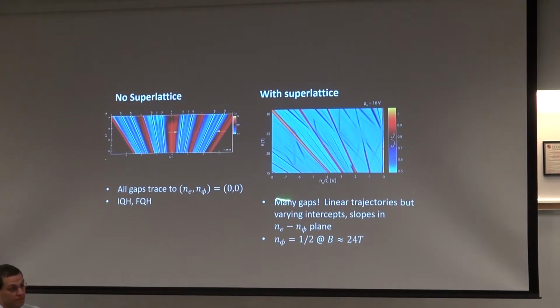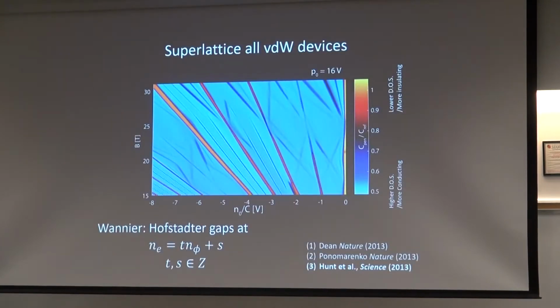When you have a superlattice, it's much more complicated. One thing is the same, which is that all of these dark lines still follow linear trajectories within the space of electron density and magnetic field, but not all of them extrapolate to 0, 0. That, as it turns out, is going to be a consequence of the lattice. In this particular device, the one that I'm going to show you data from today, half a flux quantum per unit cell is happening right around 24 Tesla, right in here. So we're right in the regime of the Hofstadter butterfly, where you expect the rich physics to happen, where all of these Hofstadter bands now have lots of internal structure, and we can access that.